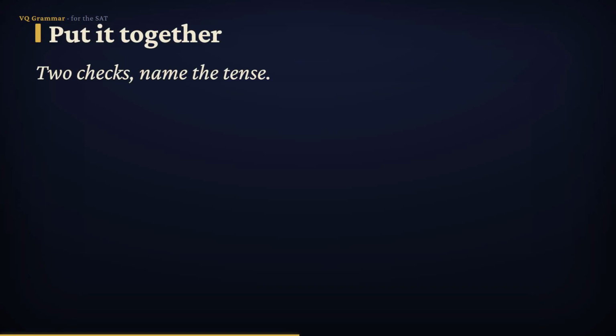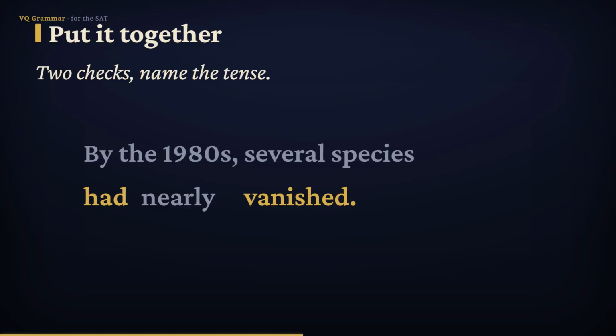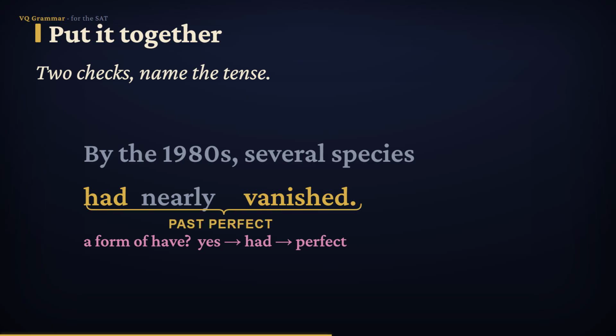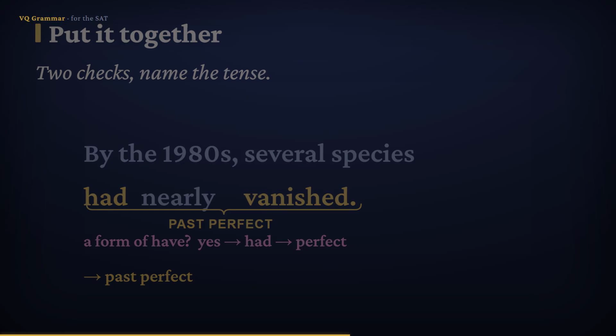Let's apply it once more. By the 1980s, several species had nearly vanished. Is there a form of have? Yes, had, so it's a perfect tense. Had is joined to the past participle vanished, and had marks the earlier past, so this is the past perfect. 2 checks, have or no have, then the helper, and you can name any of the 6.